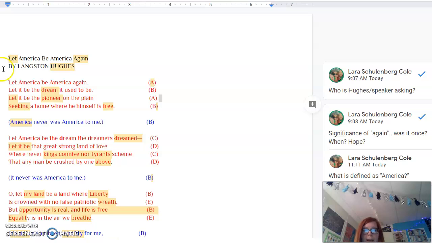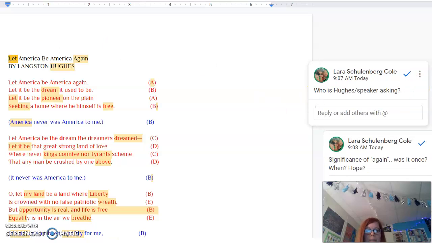So we start off with the title, Let America Be America Again. And so the first thing that I notice is the word let. And so you see over here in my annotations, who is Hughes speaking to? Who is the speaker asking? I think the word let is pretty significant because it looks like the speaker doesn't have access to that already and is needing to ask permission. So I think that word sets off with a very interesting tone.